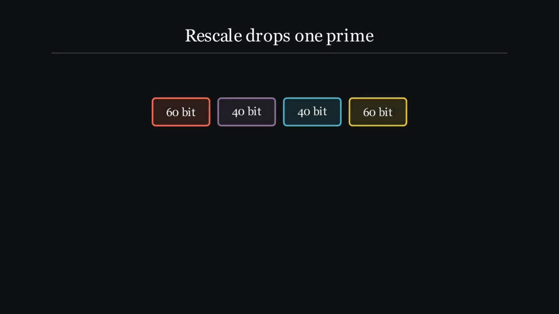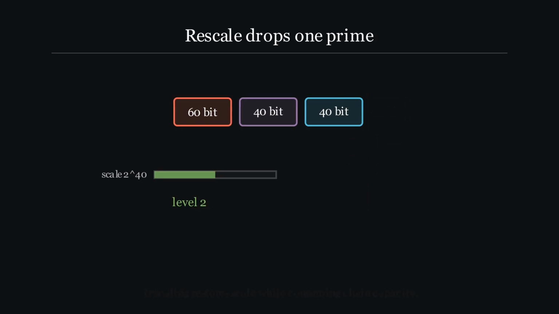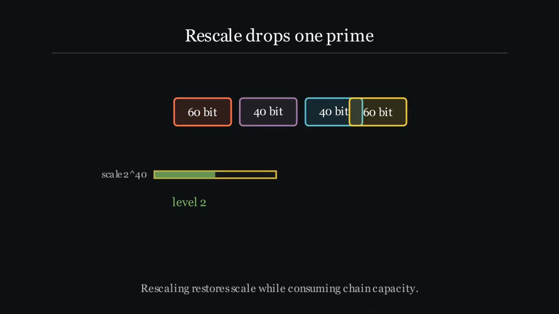Rescaling brings the scale back to a manageable range by dividing by the final active modulus prime. Watch the last prime detach and fall away from the chain. At the same moment, the scale meter contracts from about 2 to the power of 80 toward 2 to the power of 40. The ciphertext then moves from level 3 to level 2, and the remaining primes shift together.